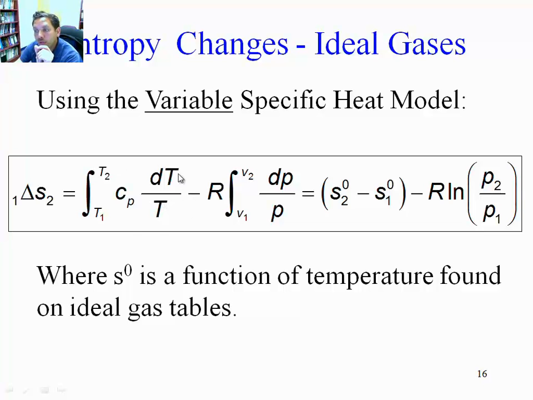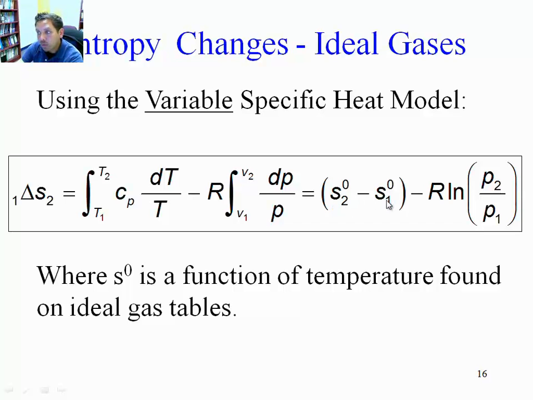So the resulting values of this integral are called S0. S0 at temperature 2 is called S02, and S0 at temperature 1 is called S01. Since this is only a function of temperature, we can go to the temperature tables for ideal gases and extract those values from those tables at the corresponding temperatures. S0 is only a function of temperature.